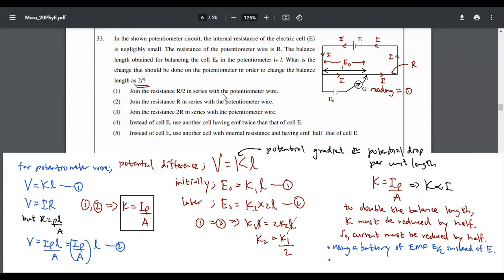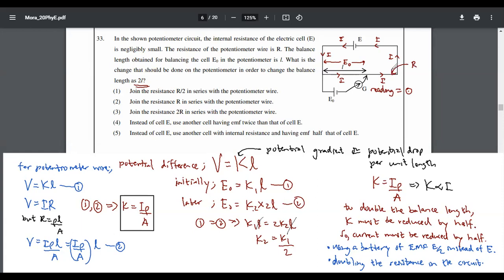You can reduce the electromotive force here. You can reduce by half. Or what is the other thing you can do? Doubling the resistance in the circuit. You can do both of these things, not only one. How do you double the circuit resistance of the circuit, people?